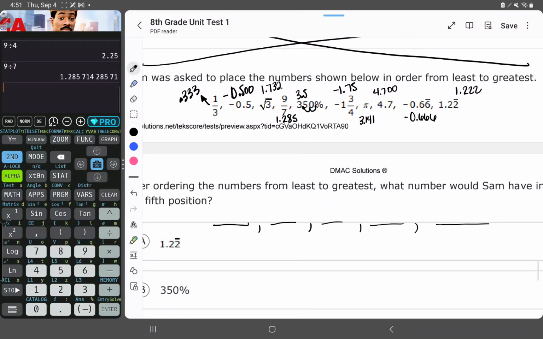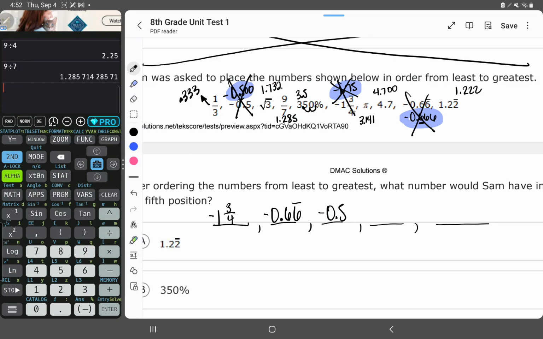So when we start placing these in order from least to greatest, the more negative they are, the smaller they are. So I'm going to look at my negative numbers first. I have 3 negative numbers. The more negative it is, the smaller it is. So the most negative number is -1.75, which is -1 and 3/4. Cross it off. Then after that, we have -0.6666 because the 6 is bigger than the 5, so that means it's more negative. So we have -0.66 repeating. And then after that, we would have -0.5. So that eliminates all of those numbers that are right there.